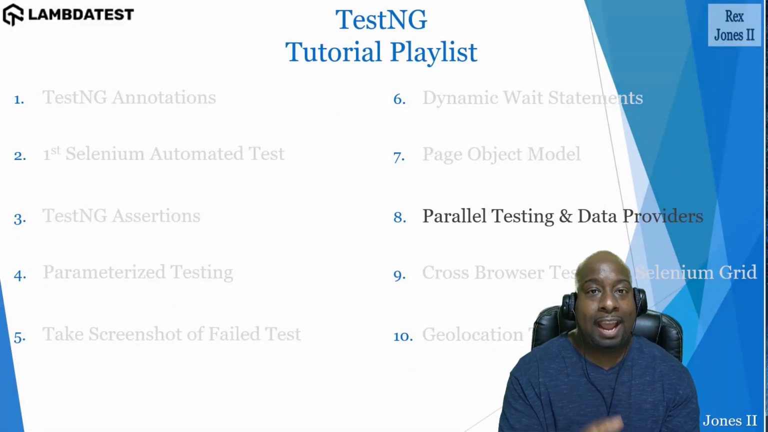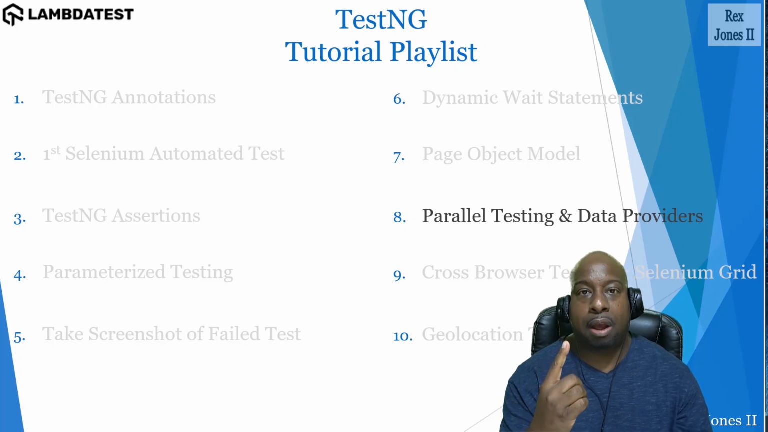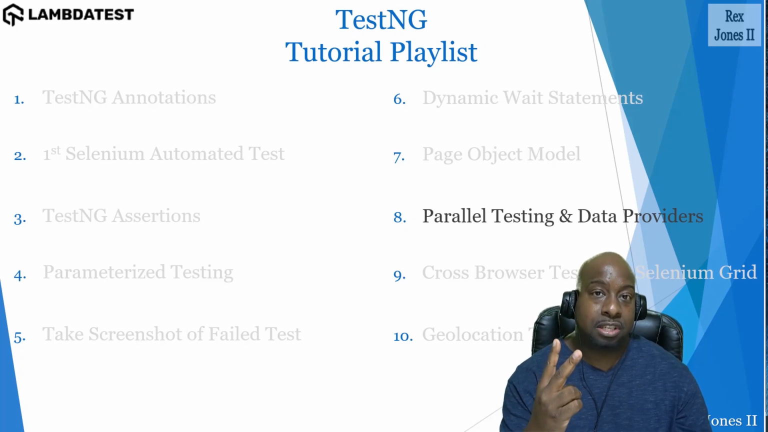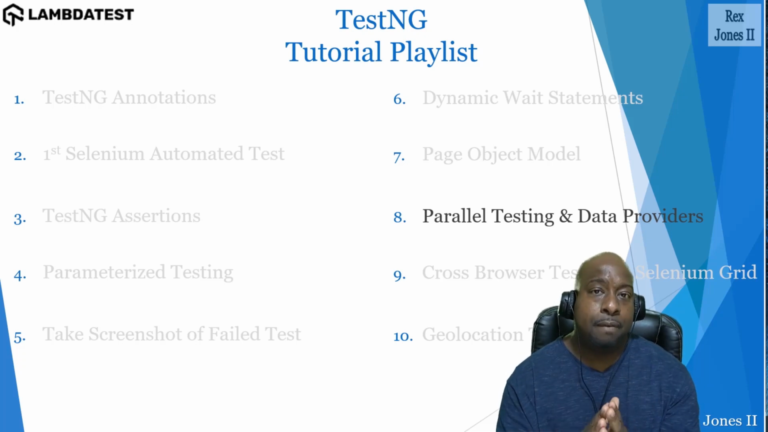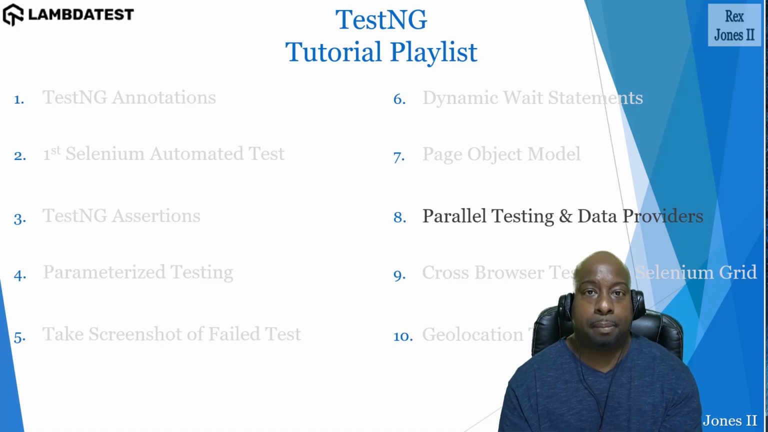Parallel testing is a process that executes two or more test scripts at the same time. Data providers allow us to perform data-driven testing. With parallel testing, our automation code can be set up to run each test in more than one browser, more than one operating system, and more than one device.